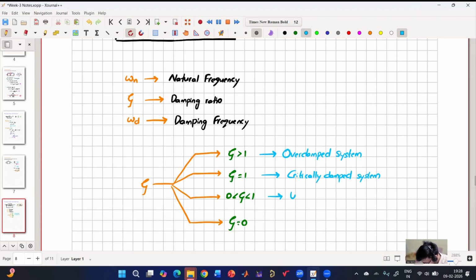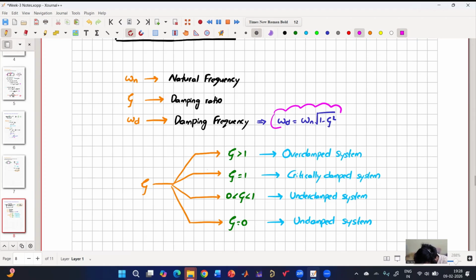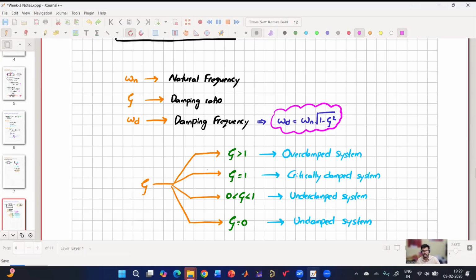This is called underdamped. And this is called undamped. So I hope you have followed sir's lectures, and I think it is clear till this point. And also one thing, damping frequency omega d is nothing but omega n into square root of 1 minus zeta square. So this is how it is defined. And these are the different types of damping the system can have depending upon the zeta value.